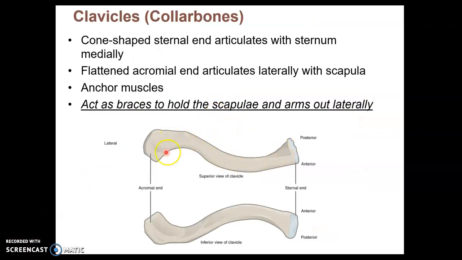The clavicle, or collarbone, articulates with the sternum on the medial side, and that's the only connection that the upper limb has to the axial skeleton, right there, this rounded end, which we call the sternal end. The lateral end of the clavicle is flat. It's the acromial end, which connects to the shoulder blade or the scapula.